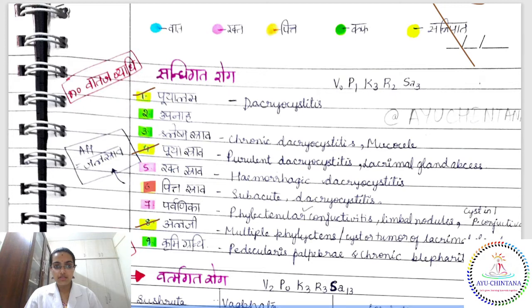Pittasrava, Raktasrava, Shleshmasrava, Puyasrava and allergy. Allergy. Okay. So as I have mentioned the correlation, the last point in the correlation. Okay, we have another point.